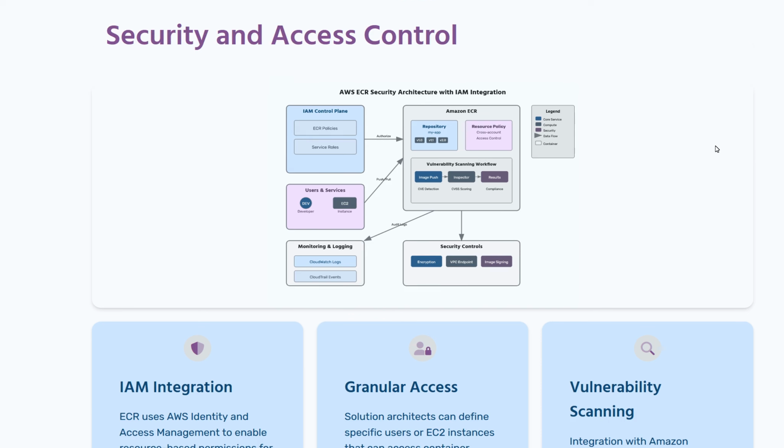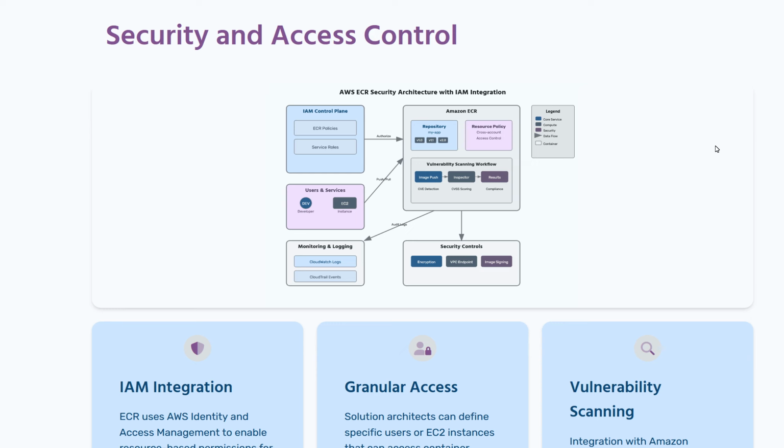Okay, let's have a look at security and access control. So, the AWS ECR security architecture with IAM integration. Let's look into how these services are integrated and give security through Identity and Access Management. You have a legend here: a core service, then compute, then security features, and then data flow in arrow direction, and rectangular boxes for containers.